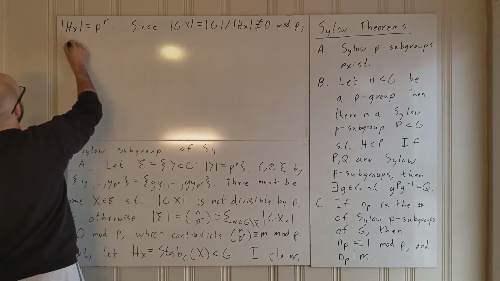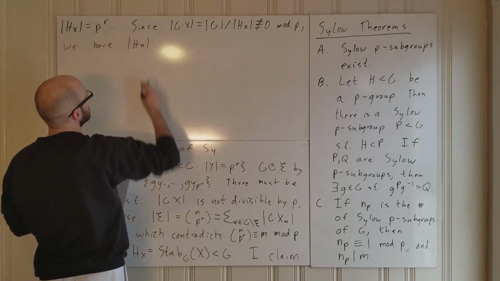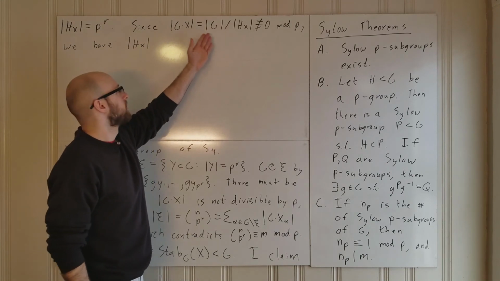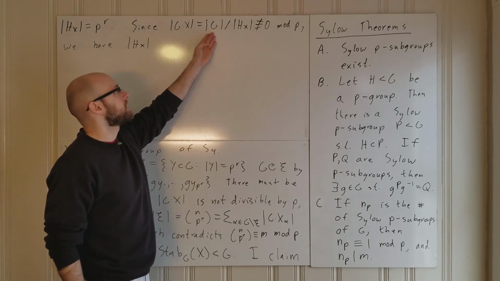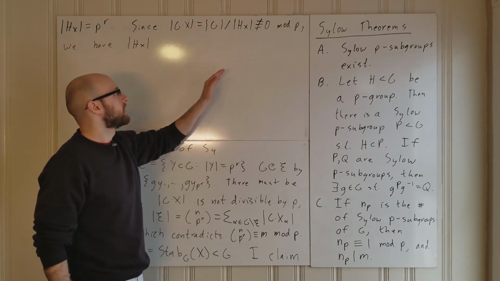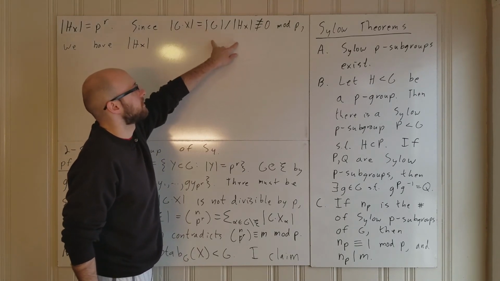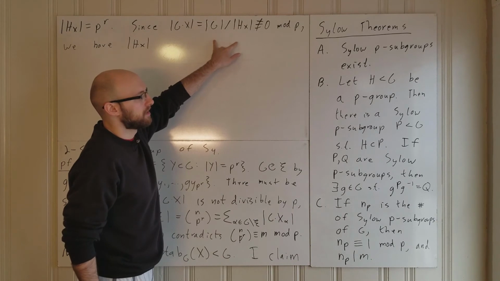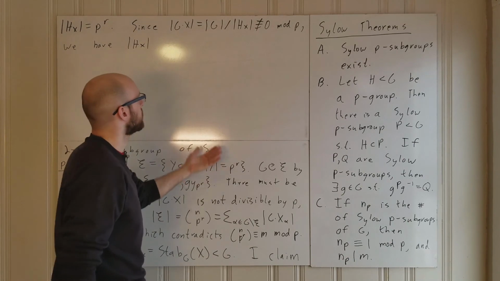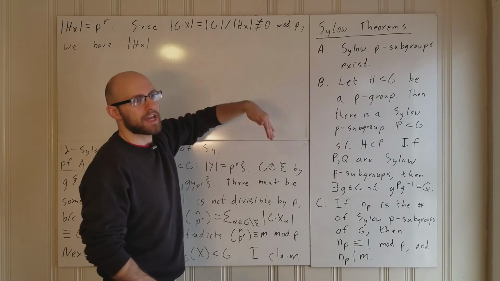So since that's true, we have that hx, well, let's see here. G is m times p to the r. So there are r factors of p here. And so if hx doesn't cancel out all of those, then there's going to be some p left over in the prime factorization of the size of this quotient. And if there's any p left over, then this is equivalent to 0 mod p. And that can't happen. And so hx needs to cancel out every single p.